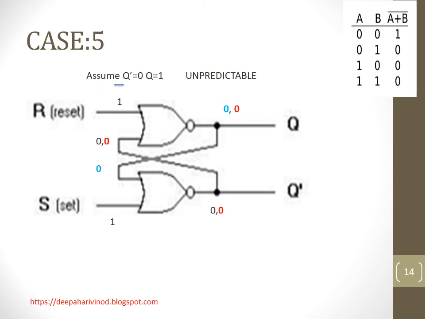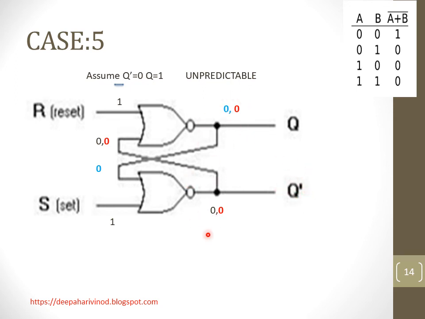Now coming to the last case, that is S equal to 1, R equal to 1. In this condition, Q bar is assumed as 0. Here we can observe that Q bar is assumed as 0 and that 0 appears at this point. So R is 1. 1 along with 0, it is 0. That 0 comes here. 1 along with 0, it is again 0. That 0 goes here. 1 along with 0, again it is 0. We can observe in this that both the original Q output as well as the complemented output are 0.